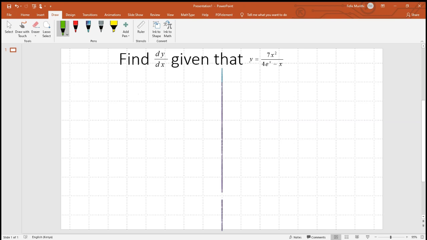anytime you see such a function, which method of differentiation comes to your mind? I'm sure you said quotient rule. So here we are going to use quotient rule because this is a division of two functions, and therefore quotient rule is the best method to use in this case.